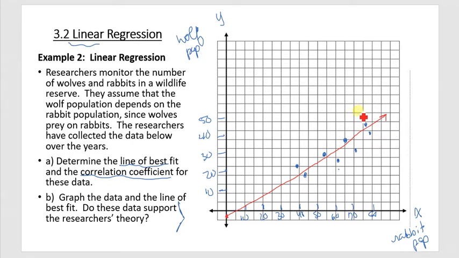And we would, of course, label this y equals 0.58x minus 2.88. Okay, and I would say that yes, the data supports the researcher's theory, as the wolf population depends on the rabbit population. I would definitely say as the rabbit population increases, the wolf population increases. Okay, as the rabbit population increases, the number of wolves increases as well.